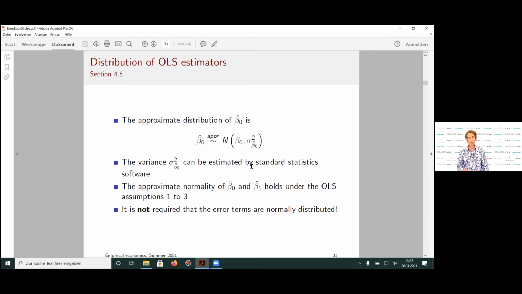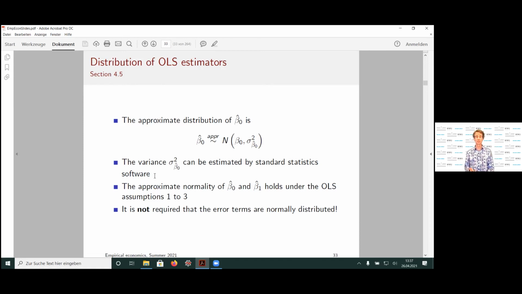All right. In a similar way, one could derive the approximate distribution of beta naught hat. It's also a normal distribution, and it's also unbiased, and the variance can be computed from the data. Normally, we are not that much interested in the intercept term. We are much more interested in the slope coefficient, because it tells us how much the endogenous variable will change on average if we fiddle around with the exogenous variable.